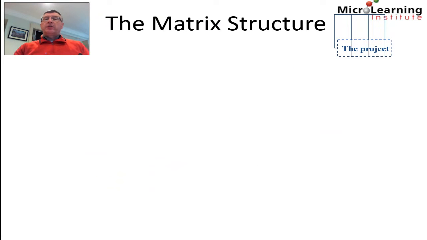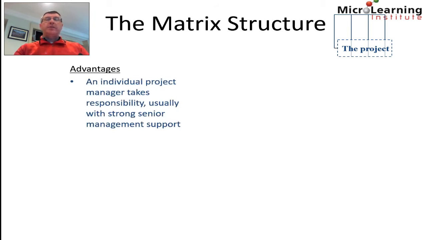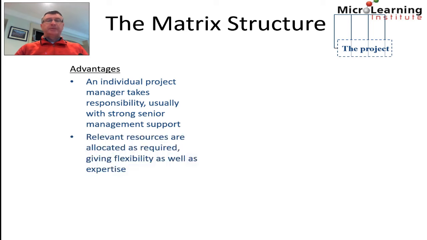Finally, let's look at the matrix structure. And again, this is perhaps similar to the project structure, except here we appoint a project manager to manage the resources on the project. And this project manager works in a matrix structure and accesses the resources across the organization as required. So the advantages here include that an individual project manager takes responsibility, usually with strong senior management support. So we have clear leadership on this project with regard to the matrix structure. Also, the relevant resources are allocated as required.